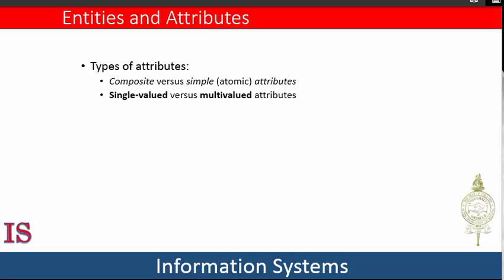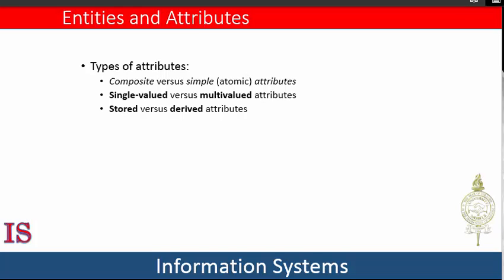Other attributes may have multiple values. For example, one person may not have a college degree, another person may have one, and a third person may have 2 or more degrees. Therefore, different people can have different numbers of values for the college degree attribute. Such attributes are called multi-valued.